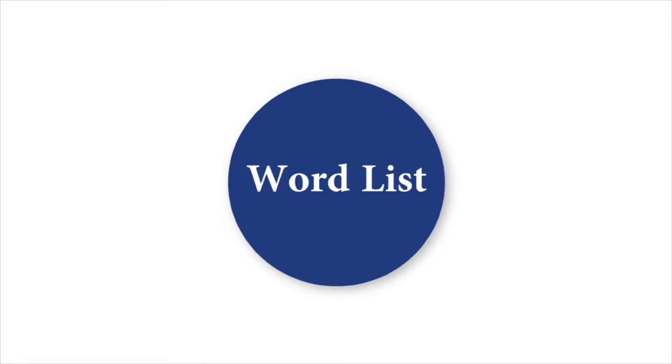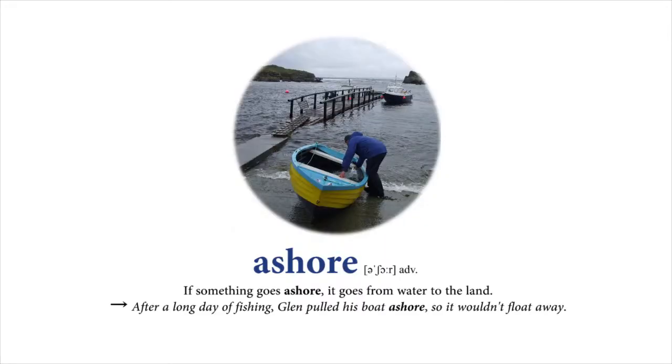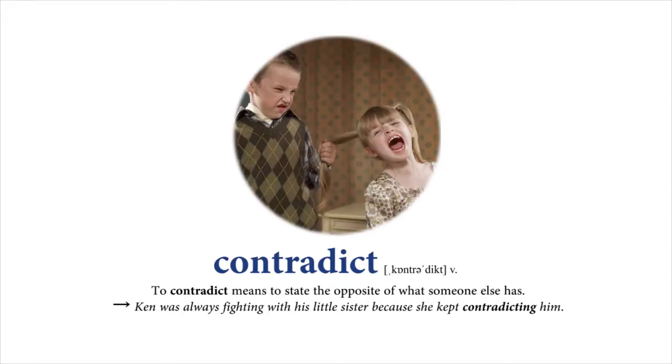Unit 6. Word list. Ashore. If something goes ashore, it goes from water to the land. After a long day of fishing, Glenn pulled his boat ashore so it wouldn't float away. Contradict. To contradict means to state the opposite of what someone else has. Ken was always fighting with his little sister because she kept contradicting him.